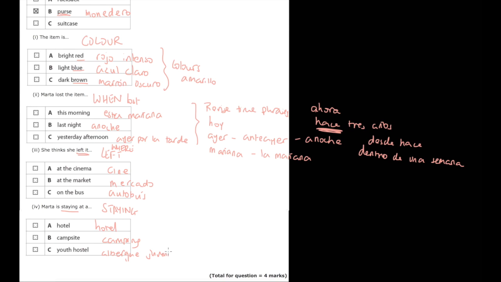Now, if I know anything about these exams, straight away I would think, right, hotel is a cognate, camping is a cognate, albergue juvenil looks nothing like youth hostel. So even before I've listened to the recording, I have a little sneaky feeling that maybe this one has higher chances of being the right answer than this one and this one. I'm not telling you this one is the right answer, I don't know, but I'm going to be especially attentive.